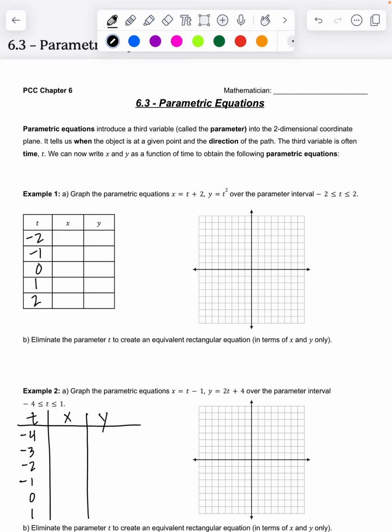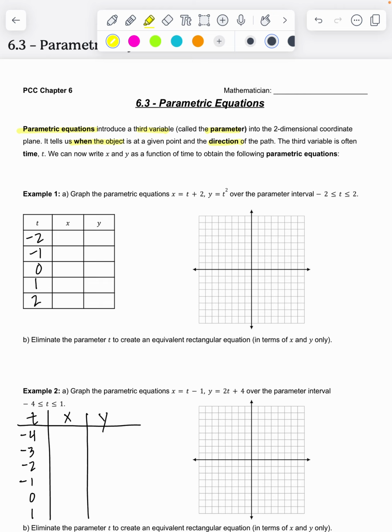Okay, so in class last time we talked about this new idea of parametric equations, where we have two equations that are coming together with a third variable called the parameter. So we're taking those x, y, two-dimensional coordinates, telling us that when the object is at a given point in the direction of the path. So typically it's going to be time. And so we're going to graph a couple of them today.